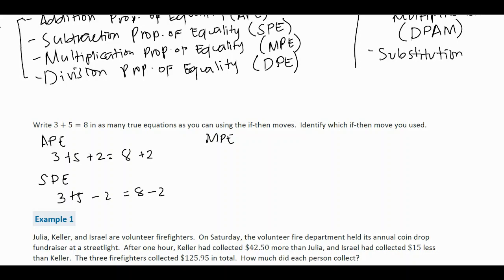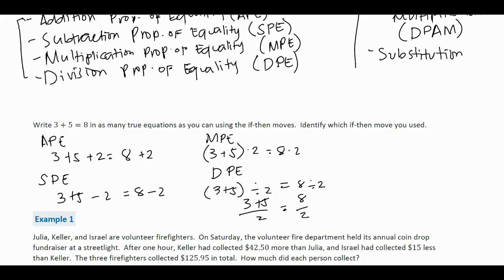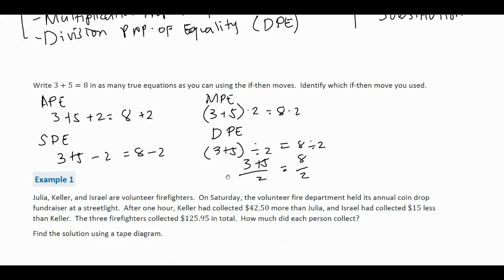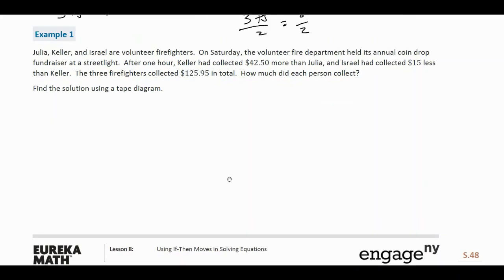MPE. So basically, we need to use parentheses so that you can be sure that you add them first before you multiply them by 2. And of course, DPE: 3 plus 5 divided by 2 is equal to 8 divided by 2. Or I can also write this as 3 plus 5 over 2 is equal to 8 over 2. All right, so those are all true. So let's do example number 1.